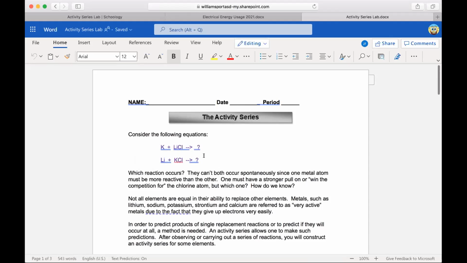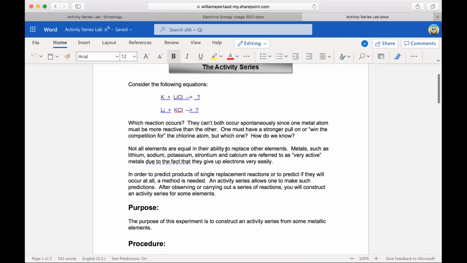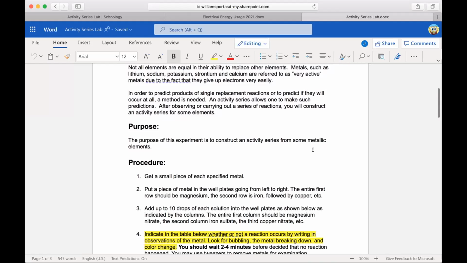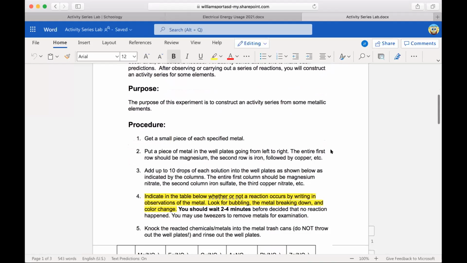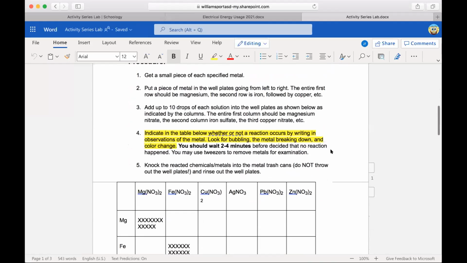And a reaction occurs generally if it's a metal and some kind of ionic compound like potassium and lithium chloride, if the metal that's by itself, the elemental metal, is above the metal that exists in the compound on the activity series. So what we want to do is figure out, based upon observing experiments, whether or not some reactions take place. So the regular procedure is that there's some different kinds of metal.